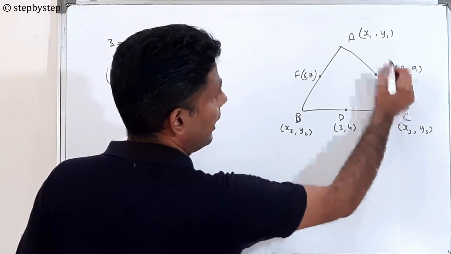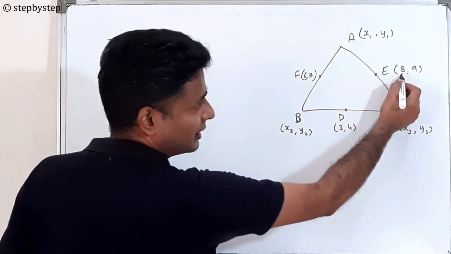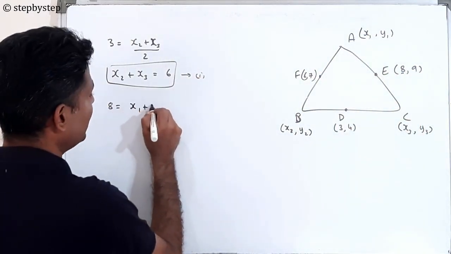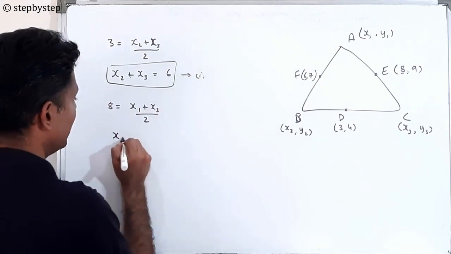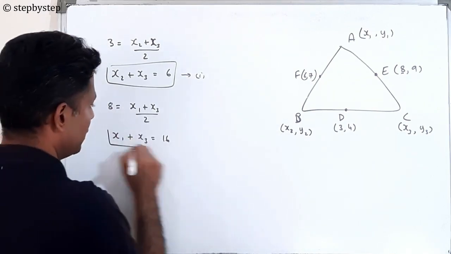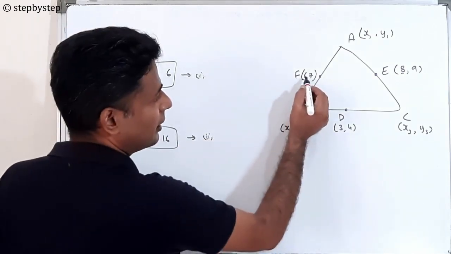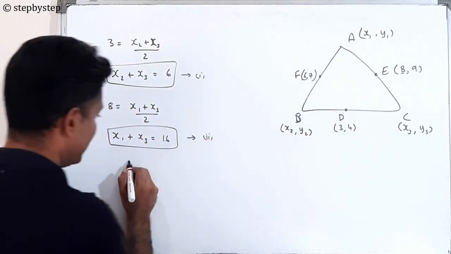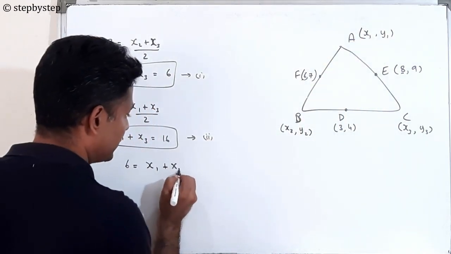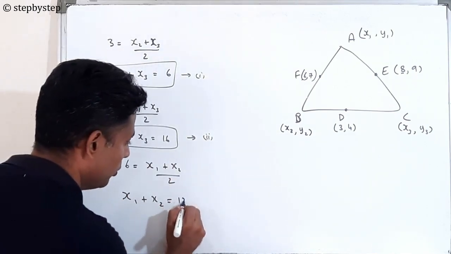Similarly, what is the x coordinate of that midpoint? This is the midpoint. So the x coordinate is equal to this plus this, so we get x1 plus x3 by 2. So we get x1 plus x3 equal to 2 into 8, 16. So this is the second equation we got. And for this, the x coordinate of the midpoint is 6. So that is equal to this x coordinate plus this x coordinate, that is x1 plus x2 by 2. So I get x1 plus x2 equal to 12.